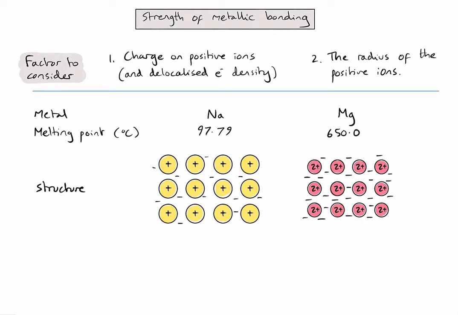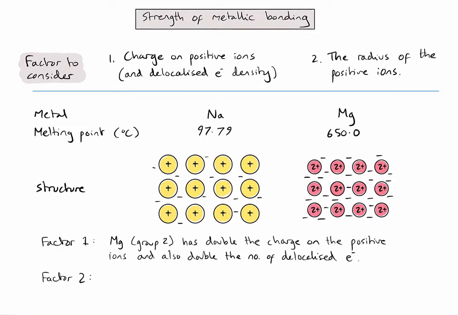Let's now refer to the two factors at the top of the page and see if we can explain why magnesium has a much higher melting point compared to sodium. In terms of factor 1, we can see that magnesium has double the charge on those positive ions in the lattice and also double the number of delocalized electrons. This means that there will be much stronger electrostatic forces of attraction between the ions and the delocalized electrons, leading to a much higher melting point.